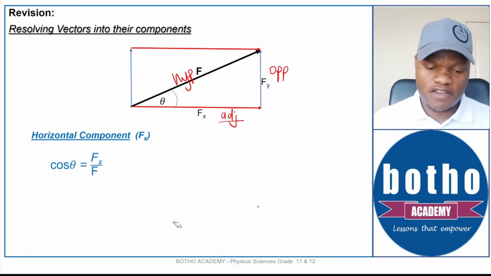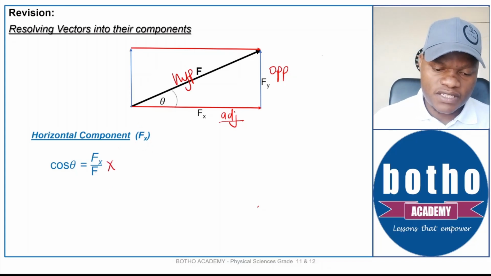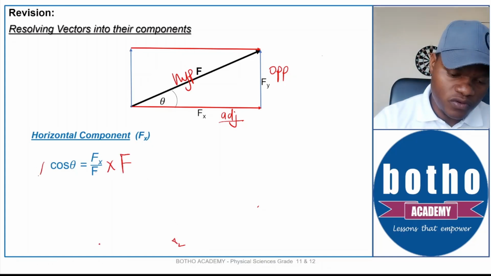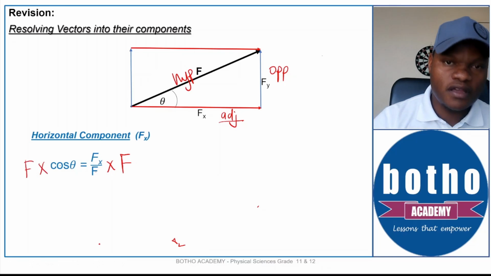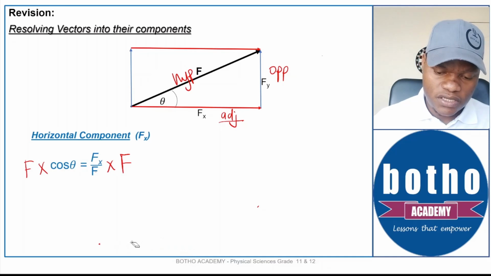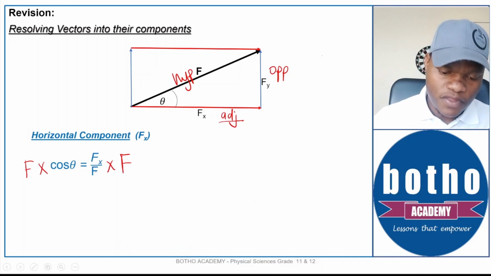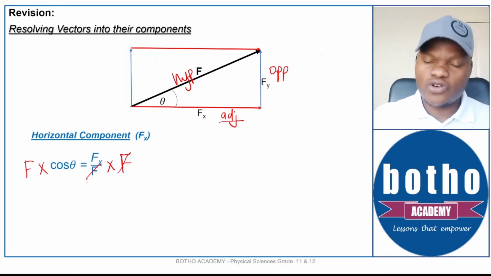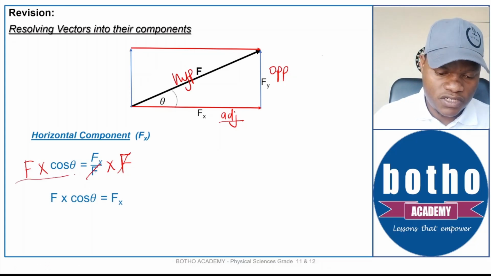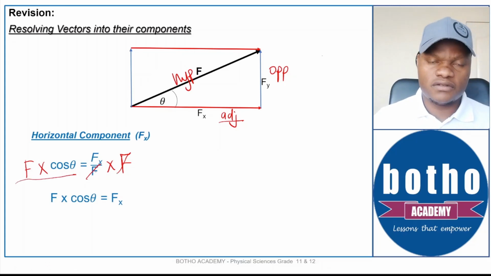Because we want to calculate fx, we can make fx the subject of the formula by multiplying this side by f and also multiplying that side by f. If you do that, what happens is that this f will cancel that f over there, and you're going to be left with f times cos theta is equal to fx, right?